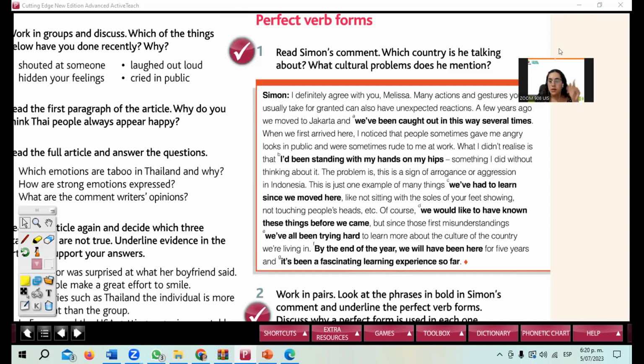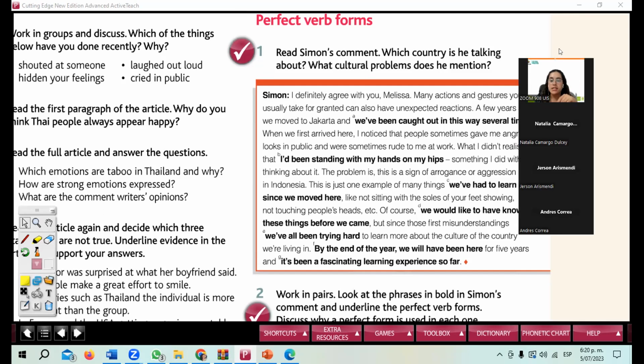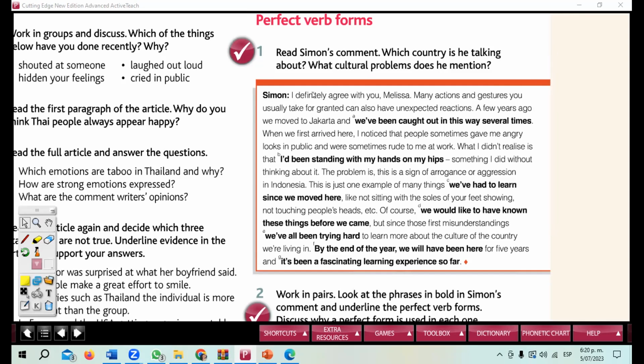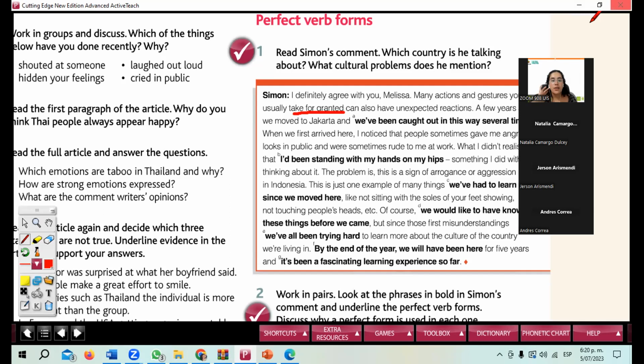Okay, good. So let's read it again. I will read it and we will clarify some vocabulary, okay? So Simon says, definitely agree with you, Melissa. Many actions and gestures you usually take for granted. Remember the meaning of this phrase? To take for granted? No, teacher. No. In Spanish, we say dar por sentado.